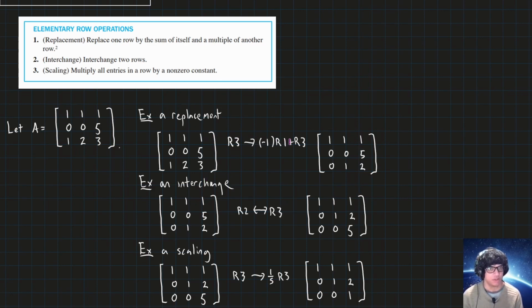Here's a replacement operation. You take copies of one row and add it to another row. I'm going to transform row 3 here by adding -1 copies of row 1 to row 3, and this is the result. Notice we don't change row 1 in this operation. We only change row 3.